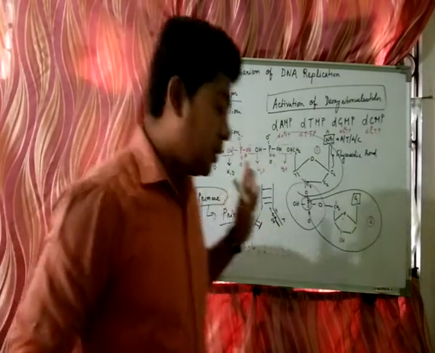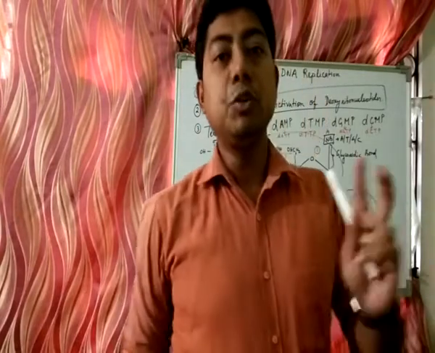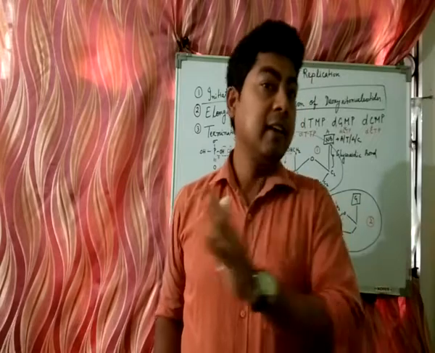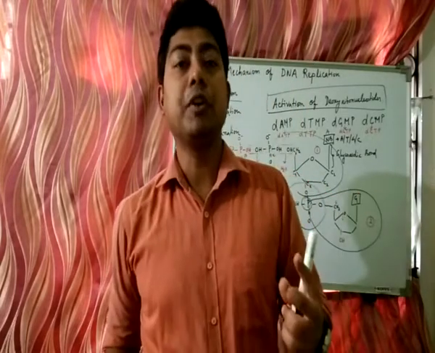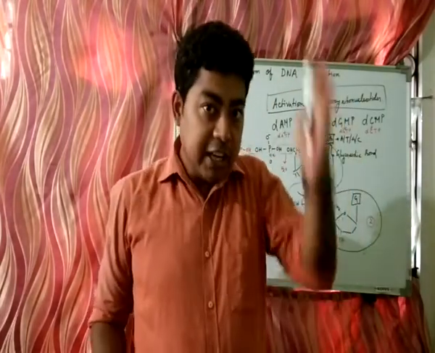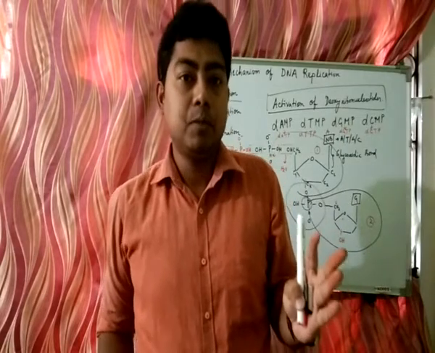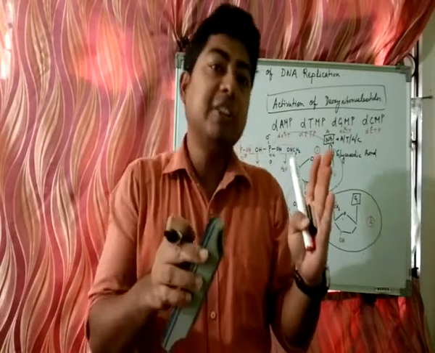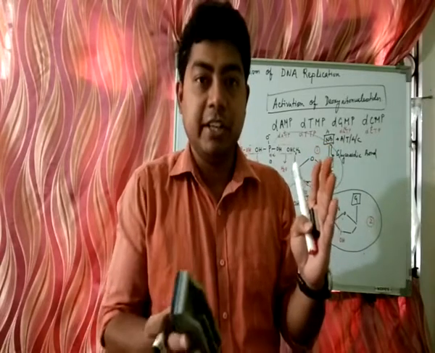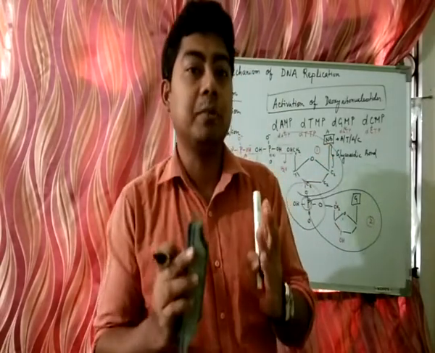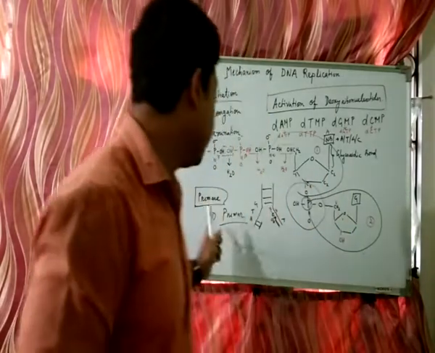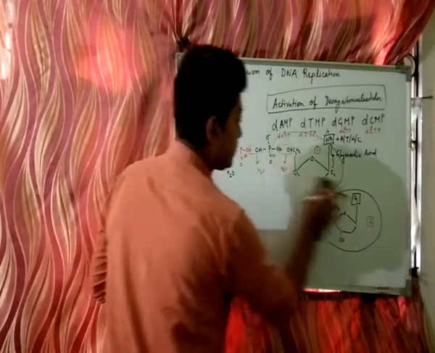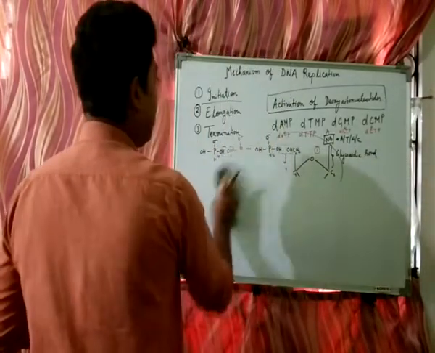That means why is a primer required? To give the free OH group. Otherwise DNA polymerase is unable to add nucleotides taking a single-stranded DNA. Based on that single-stranded DNA, it cannot directly add nucleotides according to complementarity. It needs the OH group, and that is provided with the help of this primer, the short nucleotide sequences. These are the steps involved.